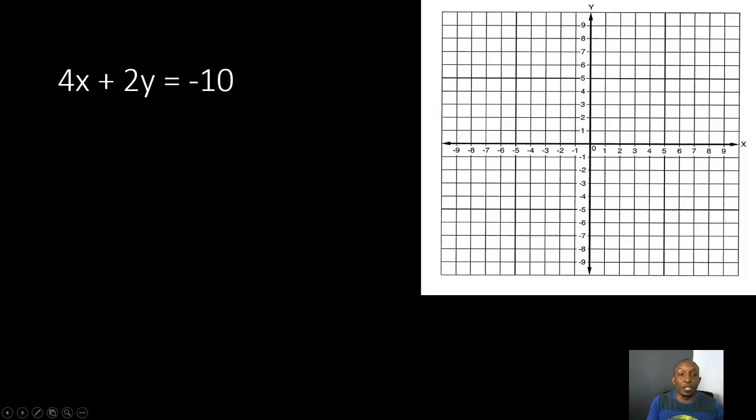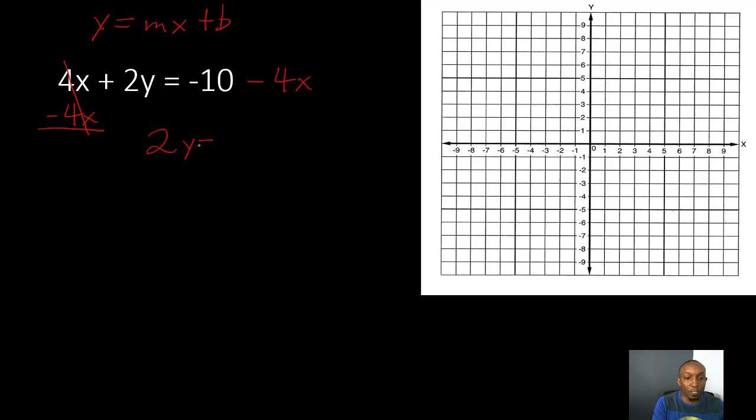So let's take a look at another problem, and we have 4x plus 2y equals negative 10. We're going to put it in this y equals mx plus b form. The first thing we want to do is get y by itself. So we first have to remove this 4x from this side. I subtract that 4x right there, it cancels out, and then I subtract it on this side as well. I'm going to rewrite my formula. So we end up having 2y equals negative 10 minus 4x.